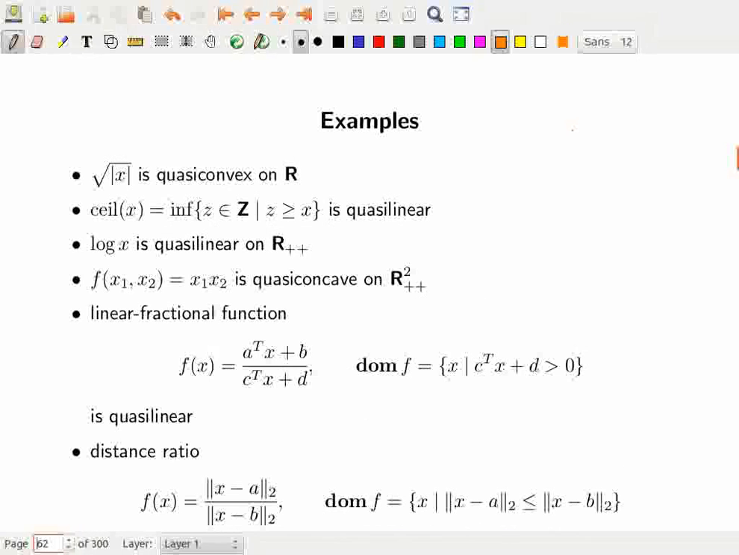Let's start with the first one. The first one is the square root of the norm of x, which is this function.